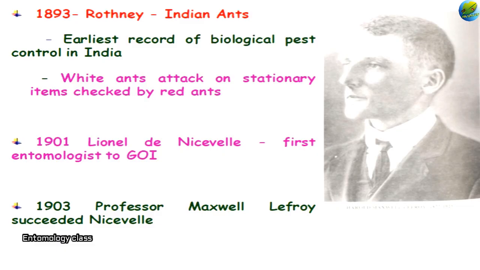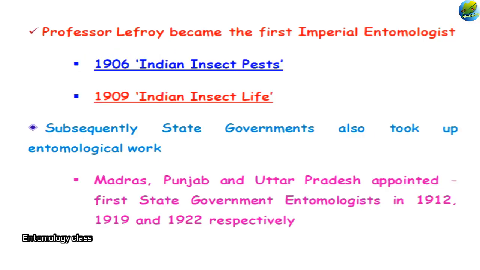By 1901, our first entomologist of the Government of India, Dr. Leonard Nesvally, came, then was followed by Maxwell Lefroy. He succeeded Dr. Leonard Nesvally. Professor Lefroy came up with two books. By 1906 he wrote Indian Insect Pests. By 1909 he came up with Indian Insect Life.